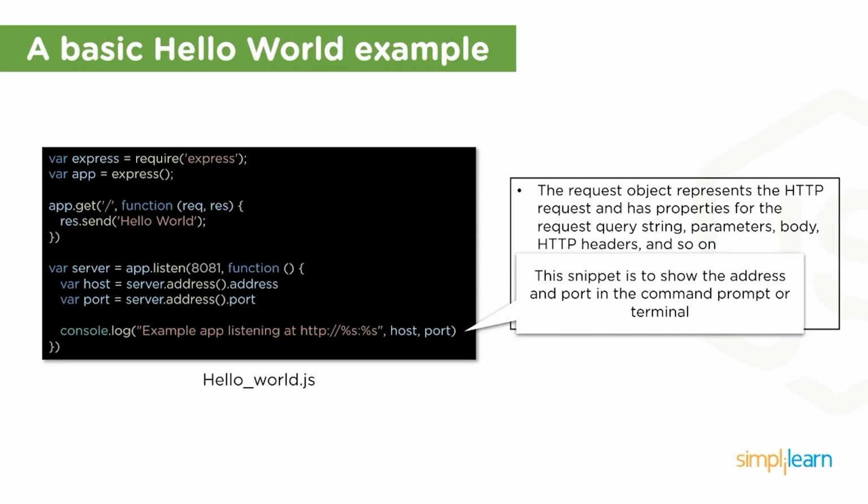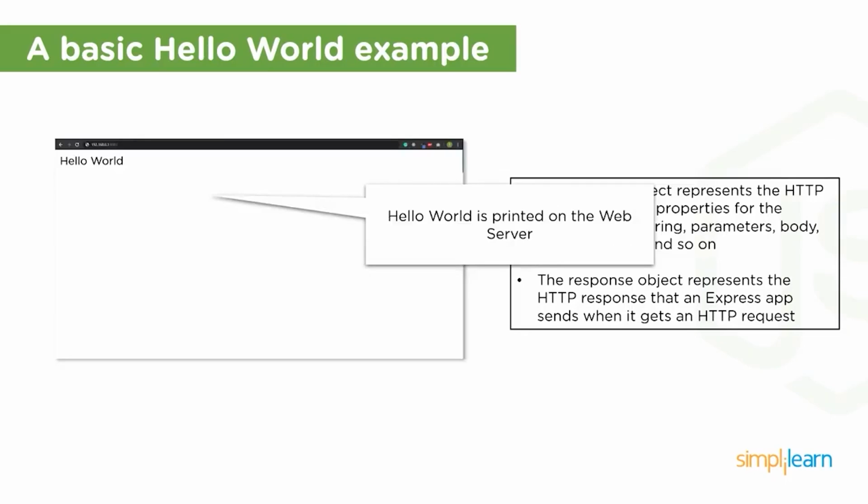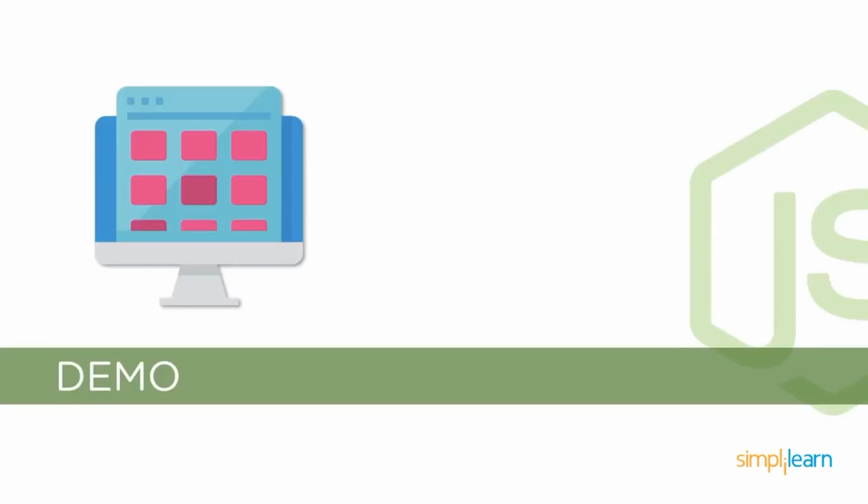So let's see what that would look like. Here we can see our terminal window, and we're able to run the hello world.js script that we just wrote. Once we do that, it'll post that we have an example app listening at, and here we don't have a web domain address, but we do have the port 8081. And in our browser window, it says hello world. So that's a quick breakdown of Express.js. Now let's jump over and do a demo.